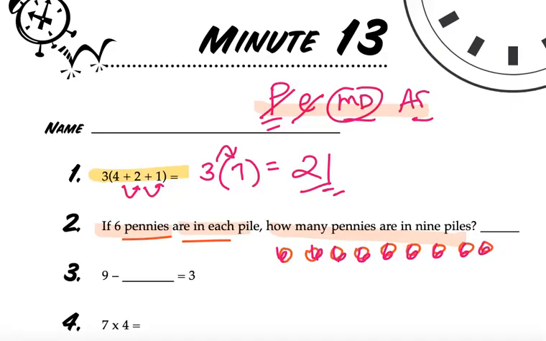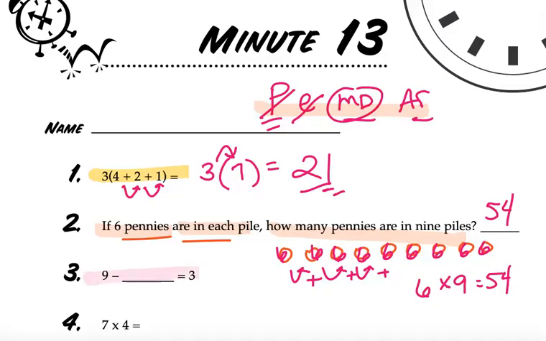So you could add each time, right? Or in short, you can do 6 times 9 because there are 6 pennies in each pile, and there are 9 piles, so there are a total of 54 pennies. 54. Okay, and next we have a fill in the blank here.